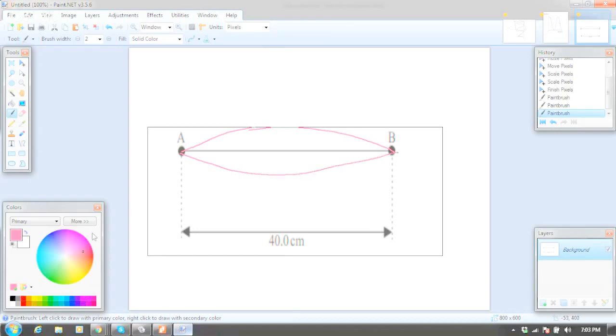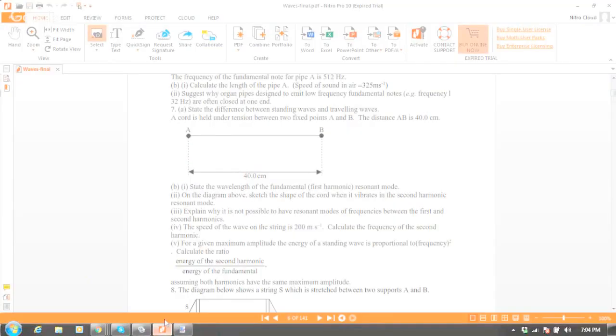Now in this formation, if I draw a line, this whole part is actually lambda by 2 as well. So if lambda by 2 is 40, then wavelength is 80. That is the first part. So you find the wavelength.